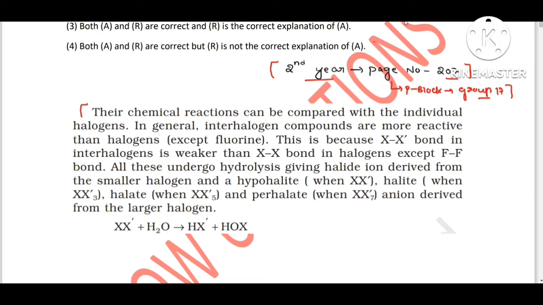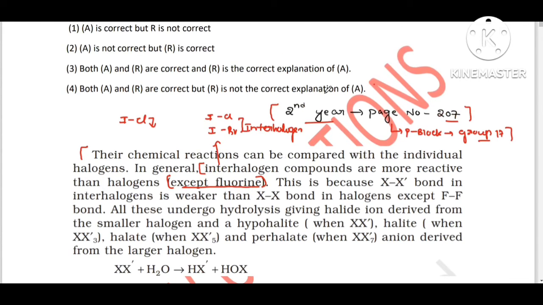Their chemical reactions can be compared with the individual halogens. In general, interhalogen compounds are more reactive than halogens, except fluorine. Except fluorine, interhalogen compounds, that means I–Cl, I–Br, these are called the interhalogen compounds. In the above question, they gave the I–Cl. This is an interhalogen compound. That's why we conclude that interhalogen compounds are more reactive than halogens, except fluorine.